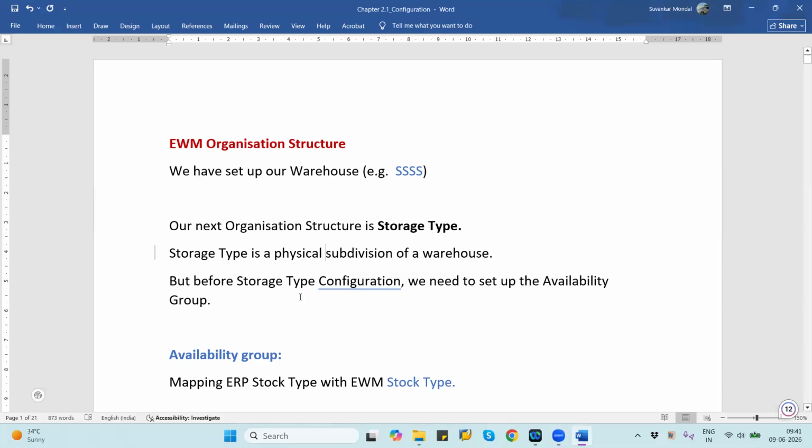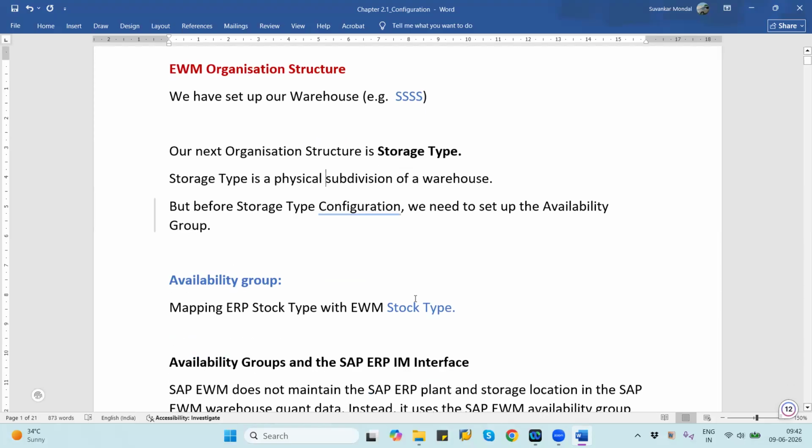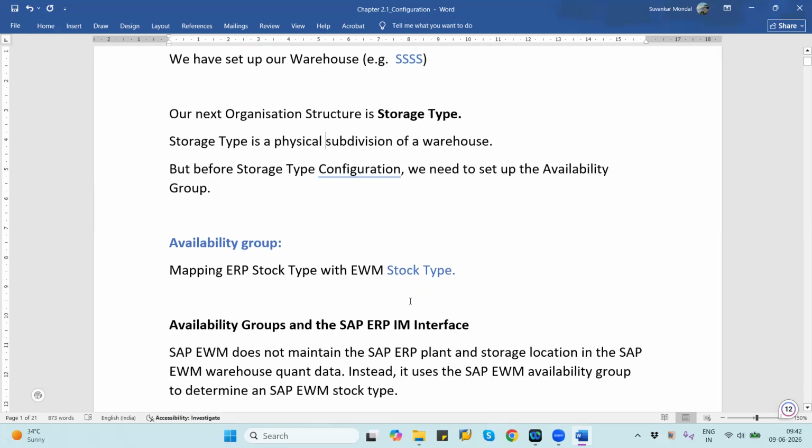Now, before doing any setup for storage type, we need to configure the availability group. Why? What is availability group? We need to understand that first. In ERP, we have stock types, like unrestricted stock type, quality stock type, block stock type. These are the main three stock types available in ERP.